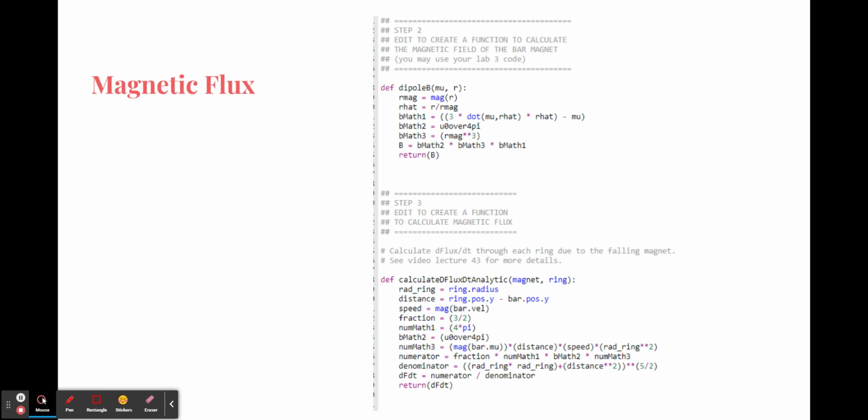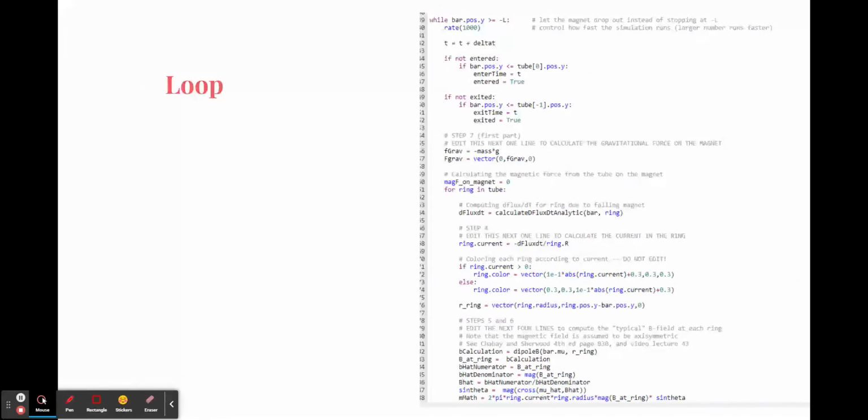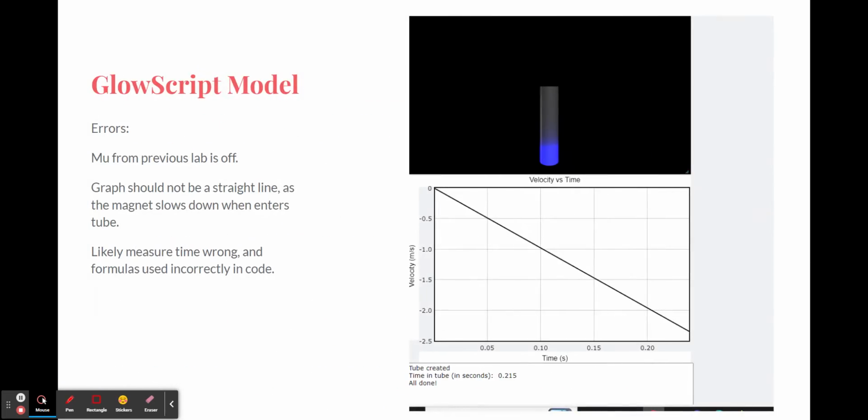Here's the code to calculate magnetic flux and the magnetic field of the bar magnet. The formulas that we discussed earlier are used here. And now moving on to the loop created in GlowScript. Faraday's law is used here as well to calculate magnetic flux. And again, the next part of the loop. So after that, this is the final GlowScript model that it gave us.